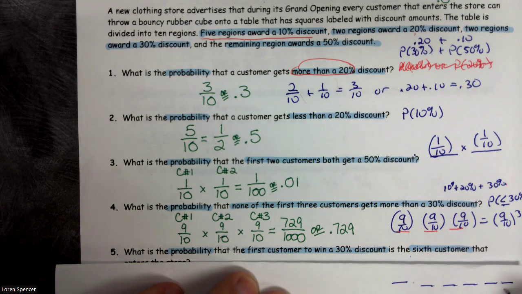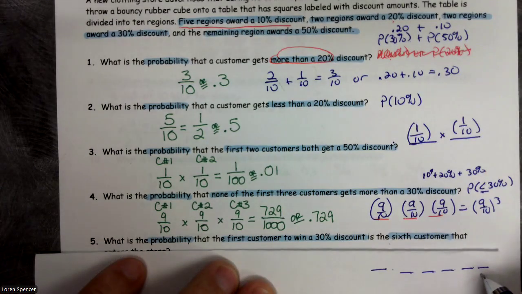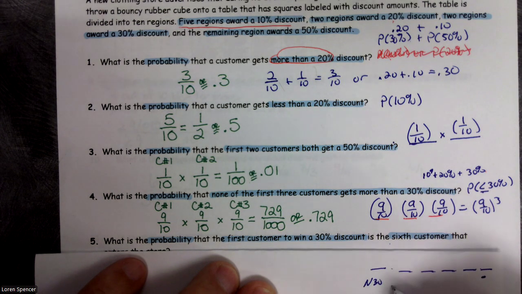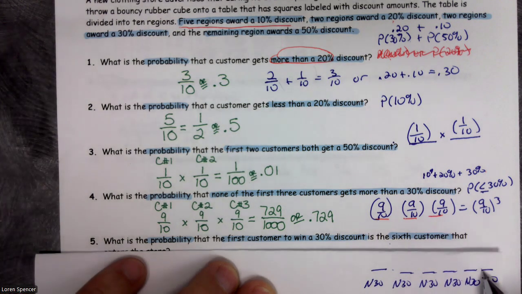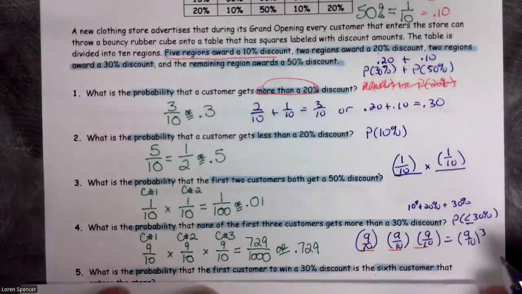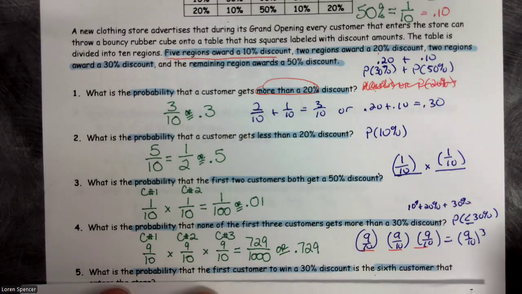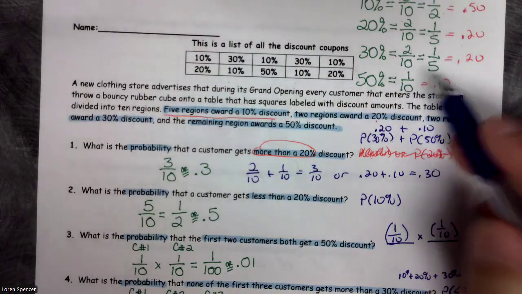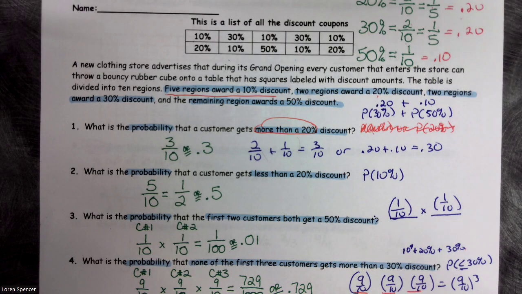And this is 30%. Well, this is the success. They're getting 30%. So this is not 30, not 30, not 30, not 30, not 30, and this is 30. Well, what's the probability of getting 30? When I look up there, I see 30%, that's 0.20 or 1/5. So the probability of 30 is 2 out of 10, just because there are 2 spaces out of 10. Well, not 30 is going to be 1 minus 2 out of 10.